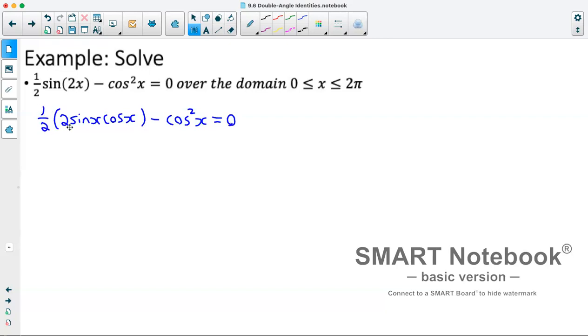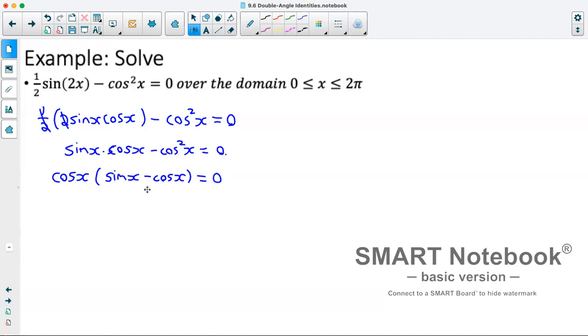Now, if we have 1/2 times 2, those are going to cancel out. So that gives us sine x times cos x minus cos squared x equals 0. We'll notice that both these terms have cos in it, so we can factor that out. So we've got cos x times sine x minus cos x equals 0. At this point, I'll separate this into two separate equations, because if this equals 0, 0 times anything gives us 0. Same as if this equals 0, that times this will give us 0. So we're looking for where cos x is equal to 0.